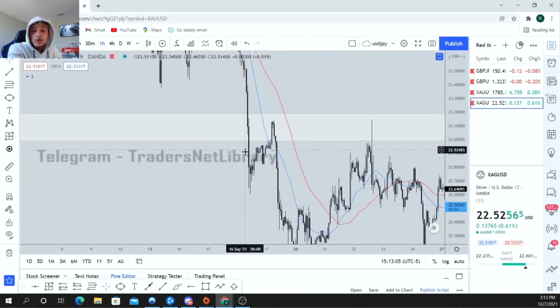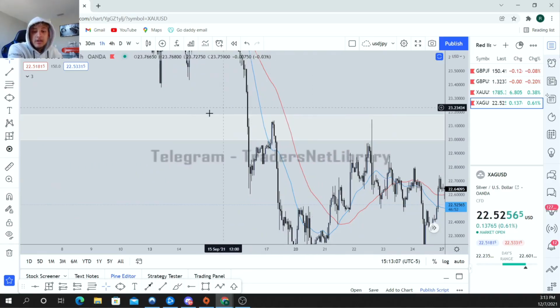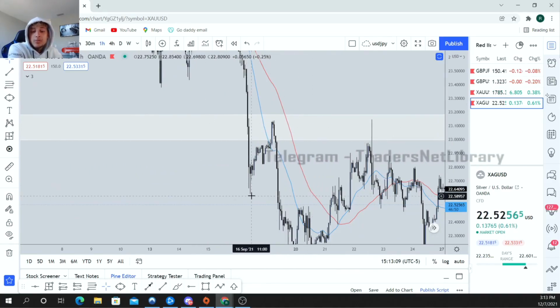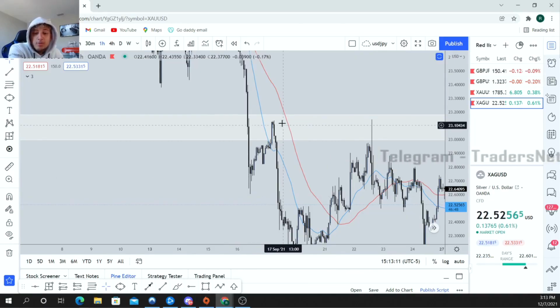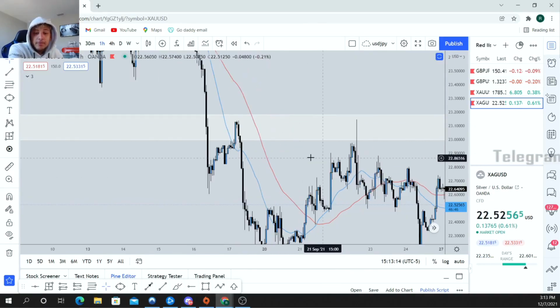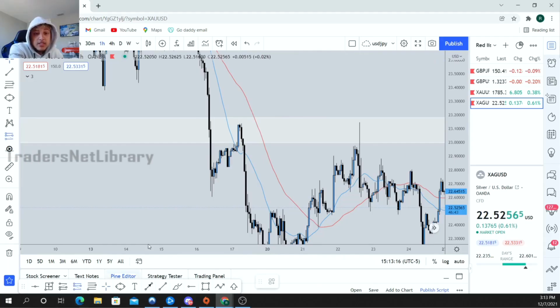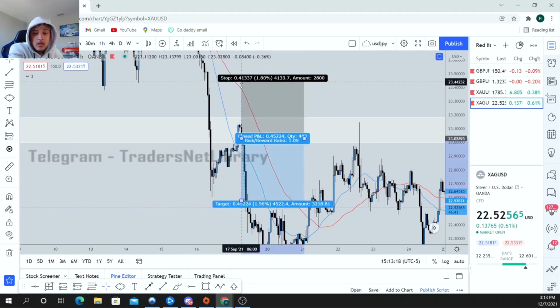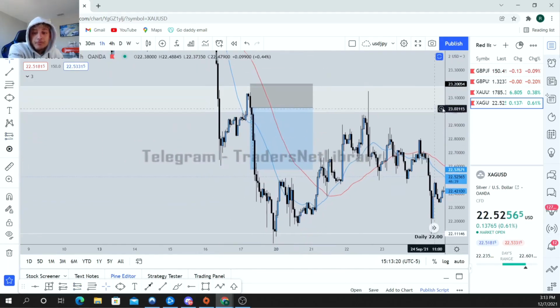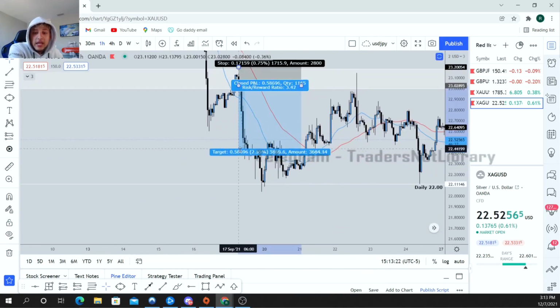Now notice the break under this level here, right? Again, this is a level of support. Notice the break under this level of support. Wait for price to come back into support. Once you have the confirmation that price held as resistance, stop loss above support, and then your take profit is your next level of support.